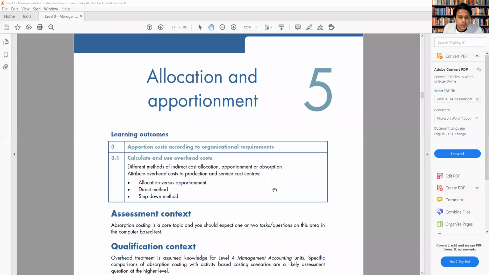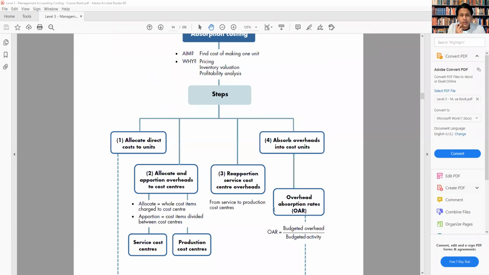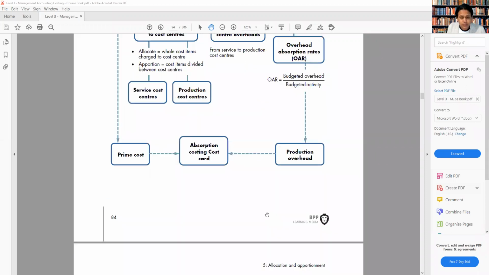All right, so let's start with chapter number 5, Allocation and Apportionment. We discussed the chapter overview last week, so today I'm going to go straight inside the chapter.